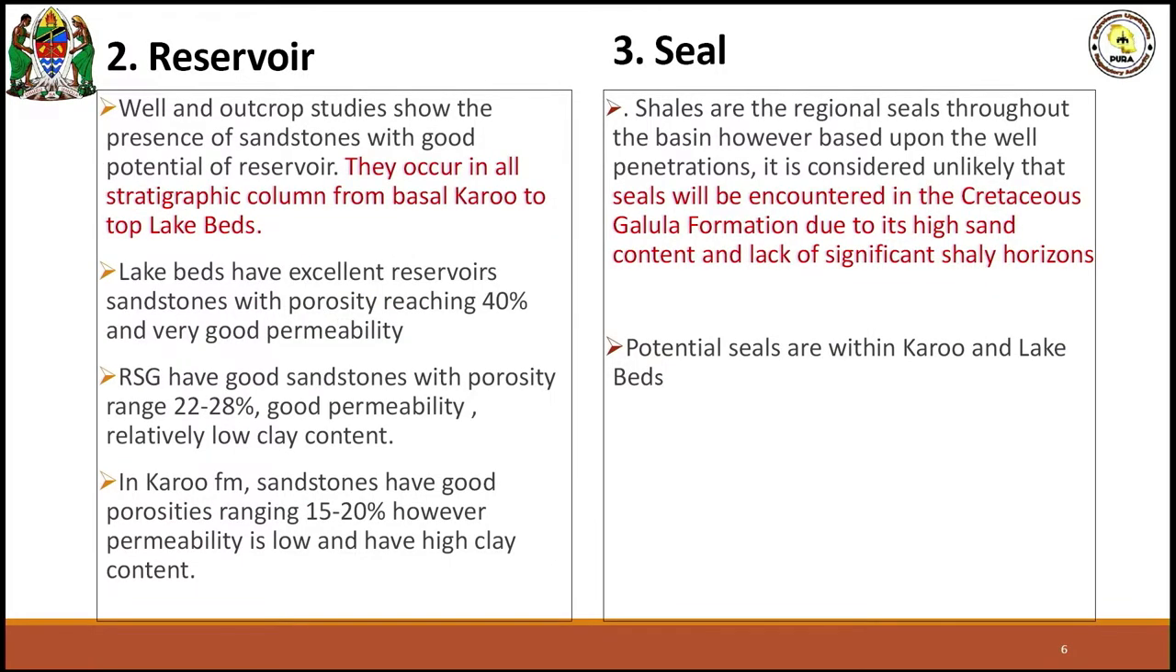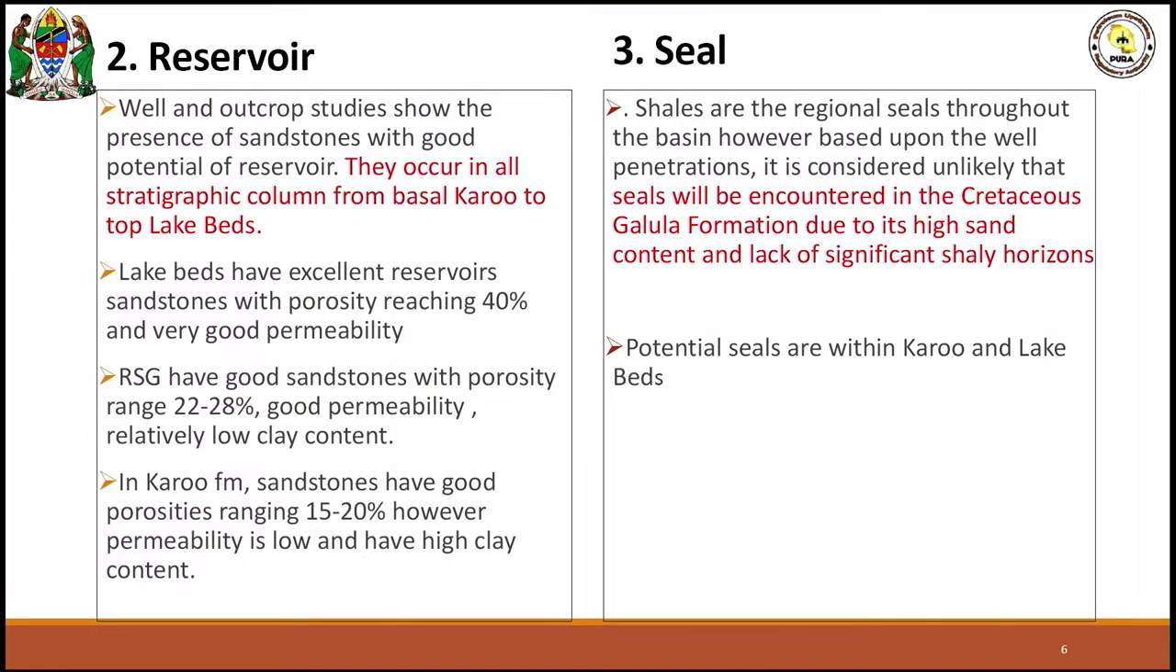Then, coming to the reservoirs. The good thing is that all the megasequences in the Rukwa Rift Basin have characteristic reservoir rocks, from the basal Karoo to the top lake beds. But among the three, the lake beds prove to have the best reservoir rocks because they have good porosity up to 40%, as you can see, and good permeability compared to the other two megasequences. The rest have shown some extent of clay, unlike the reservoir rocks found in the lake beds.